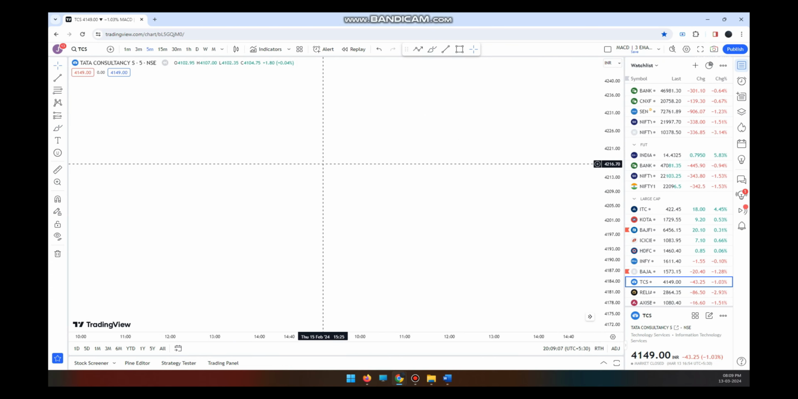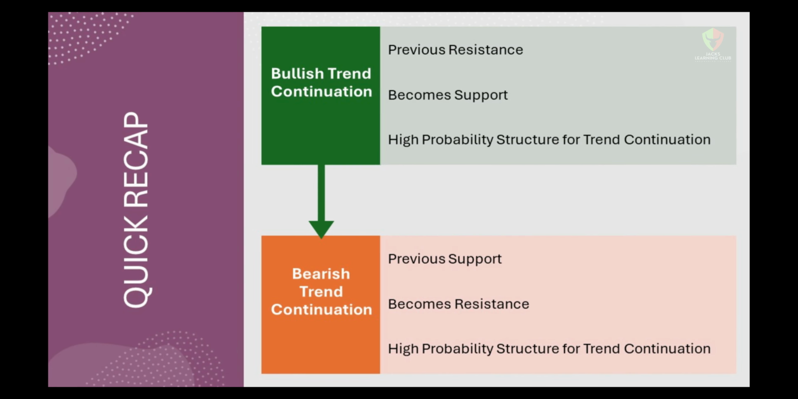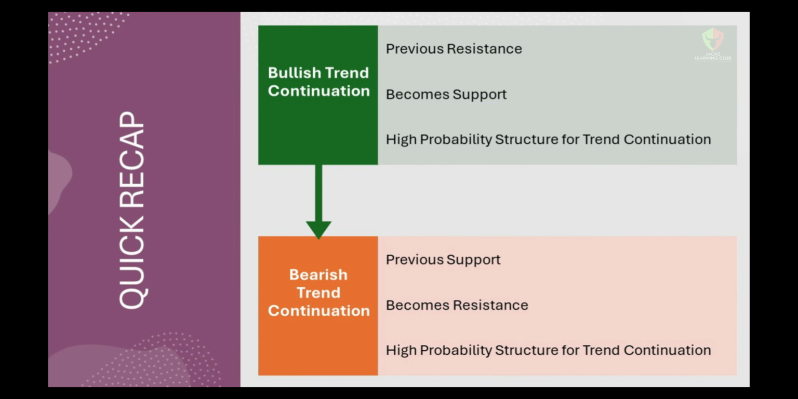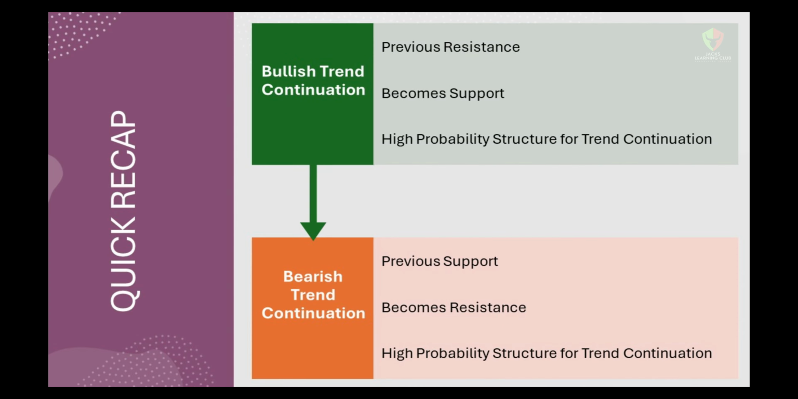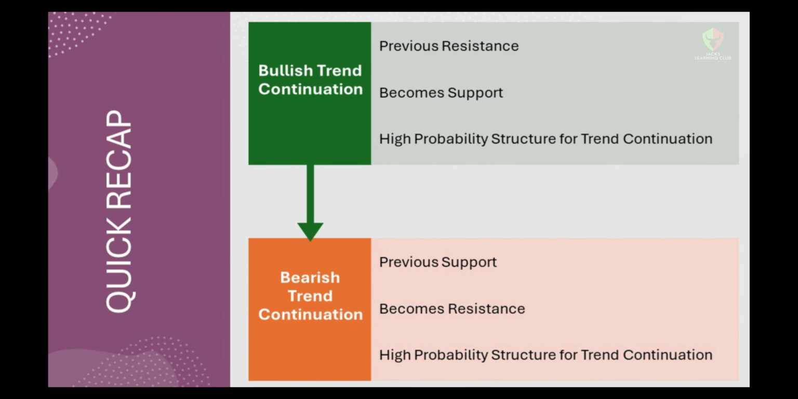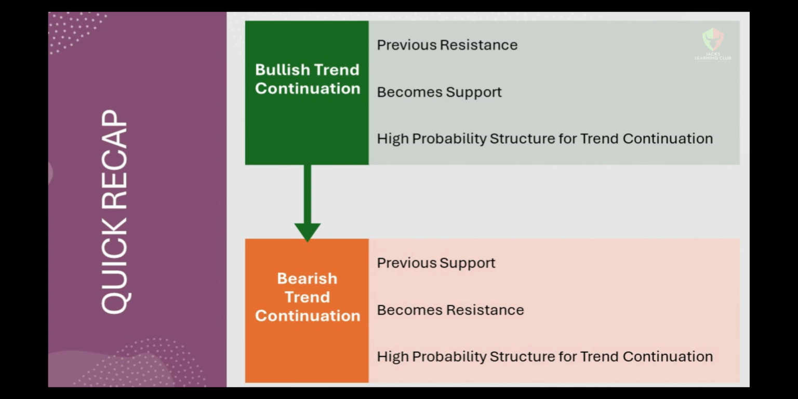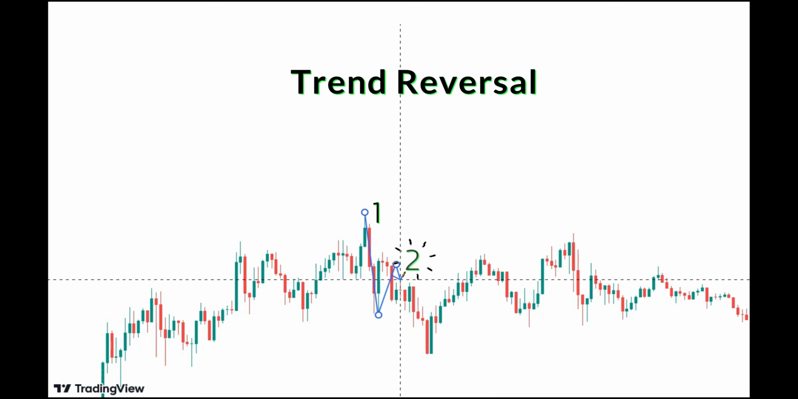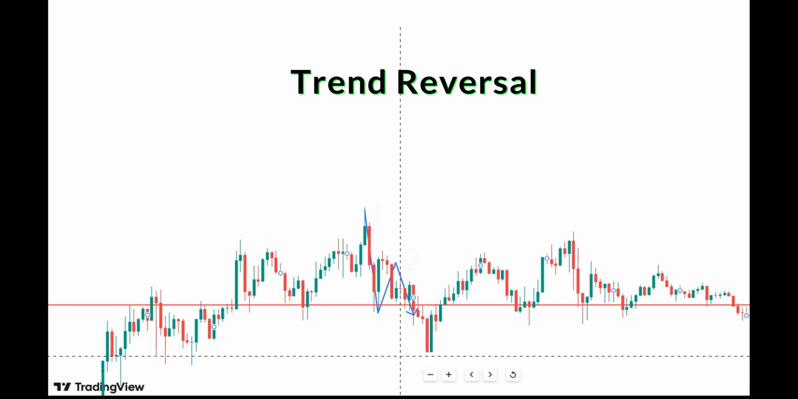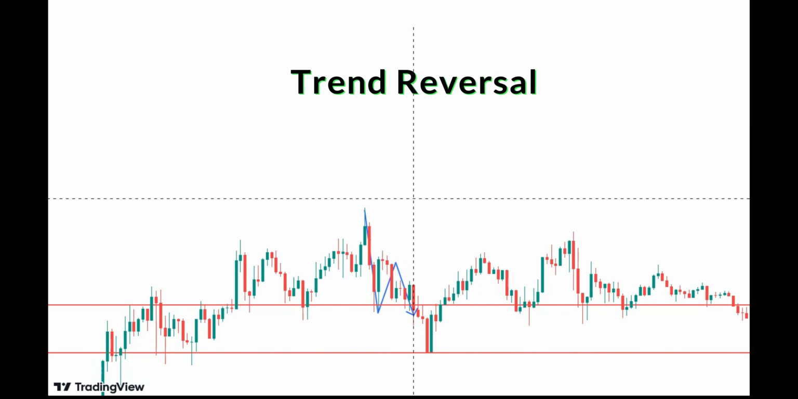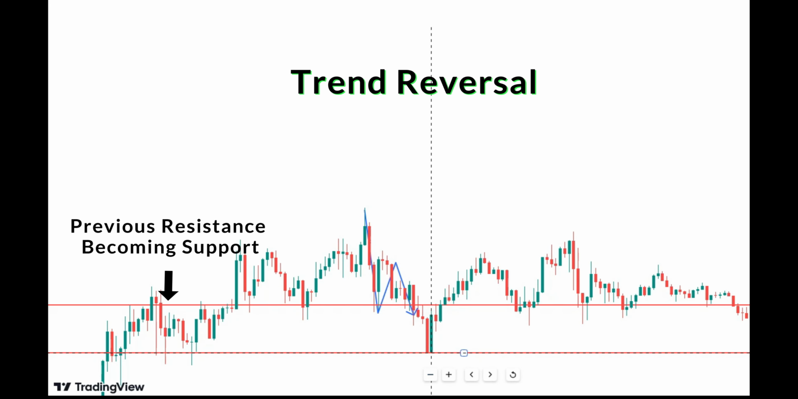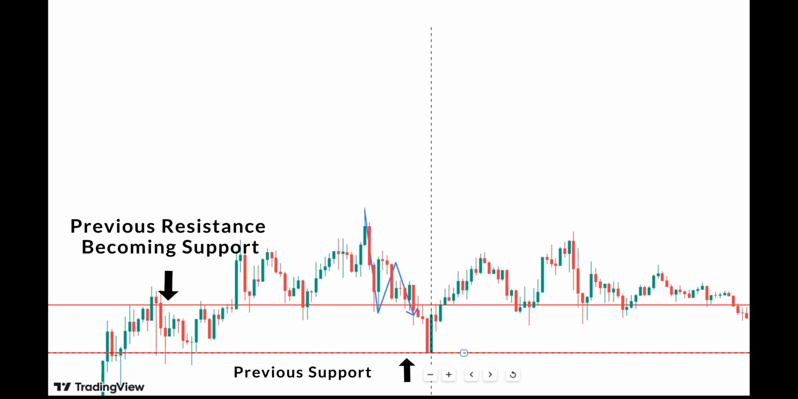Now just a quick recap. For trend continuation, our immediate previous resistance level will become support, and that will be our level of structure with high probability for a continuation trade. Whereas for a reversal, once the market has done a 1, 2, 3 move, say for a bullish reversal, we will not be looking at the previous resistance level becoming support. We will be looking at the previous support itself for trade entries.